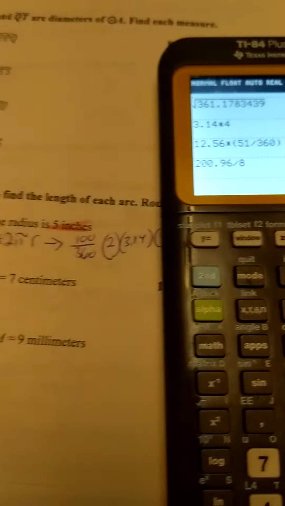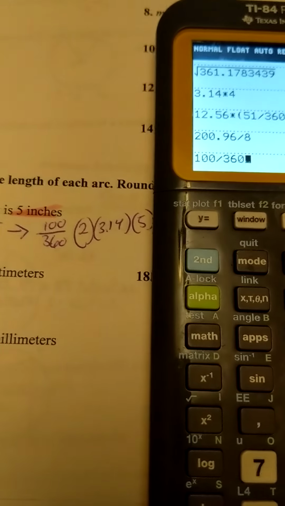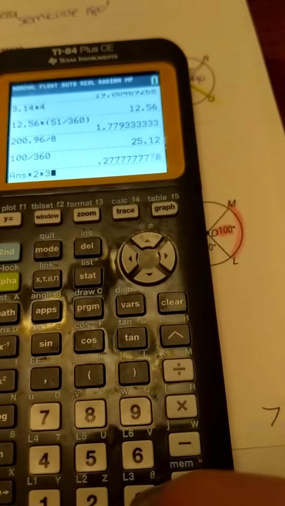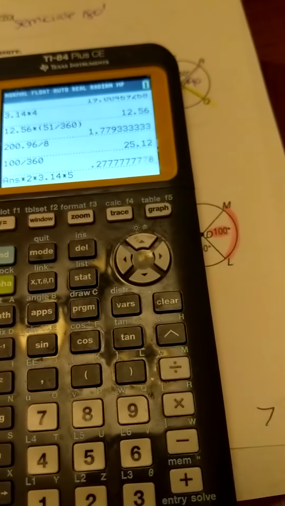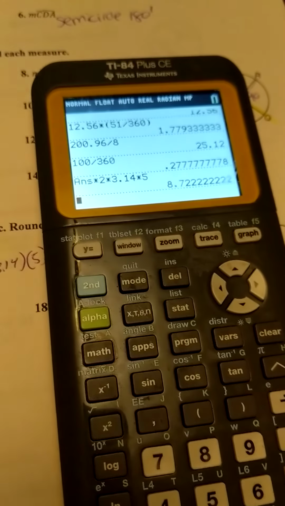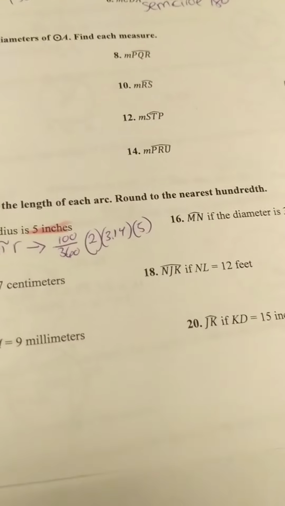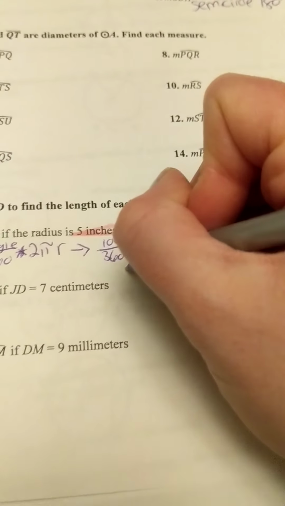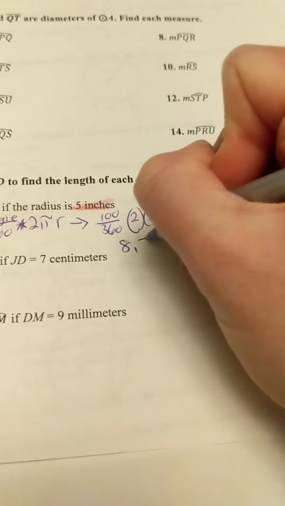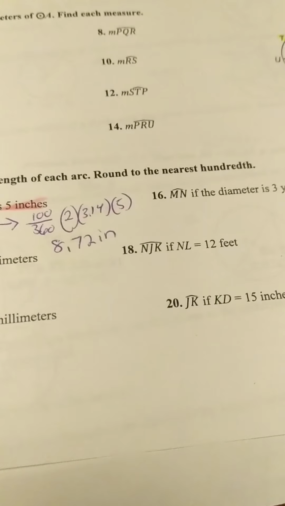So totally fine to use a calculator for this whole thing. So we'll do 100 divided by 360. We'll then multiply that by 2, multiply that by 3.14, and then finally by 5, and we get 8.72 inches. It says to round to the nearest hundredth, so we'll do the 2 decimals there. So number 15 is going to be 8.72 inches.